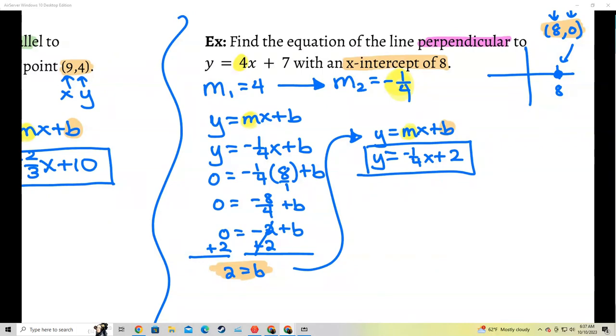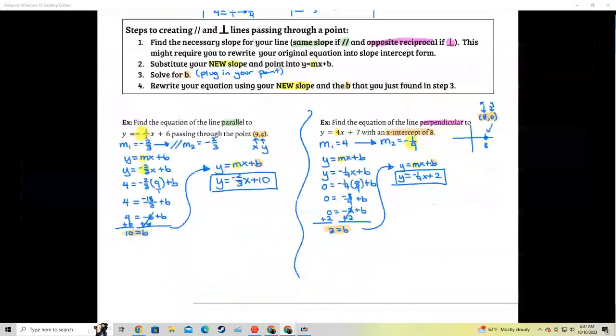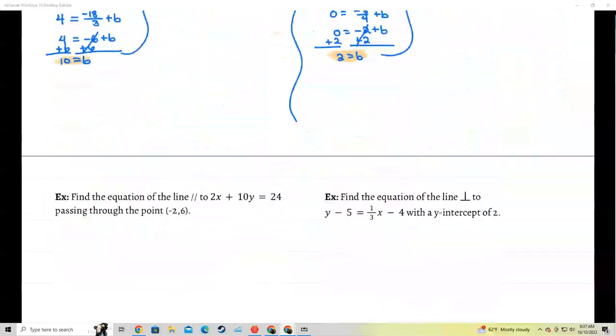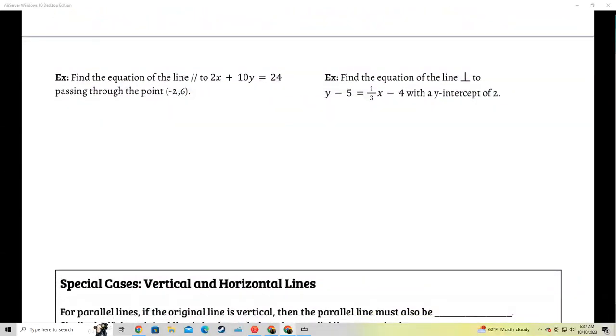All right, let's go ahead and continue on. I'm going to go a little bit faster on the next ones, just because I don't want the video to be super long. These are going to be a little bit more complicated because they did not give me the slope right away, but we're going to do exactly what we did previously.